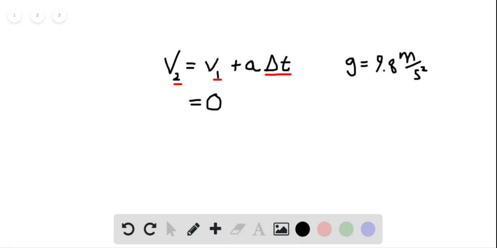So we have two ways of doing this. We can either put a negative in front of the g and say it's negative, or we can just say v2 has a positive value and specify that it's going down. But either way, we need to remember that velocity is a vector and it has a direction. So let's just throw the negative in here. So this is plus a negative value, negative 9.8 meters per second squared.